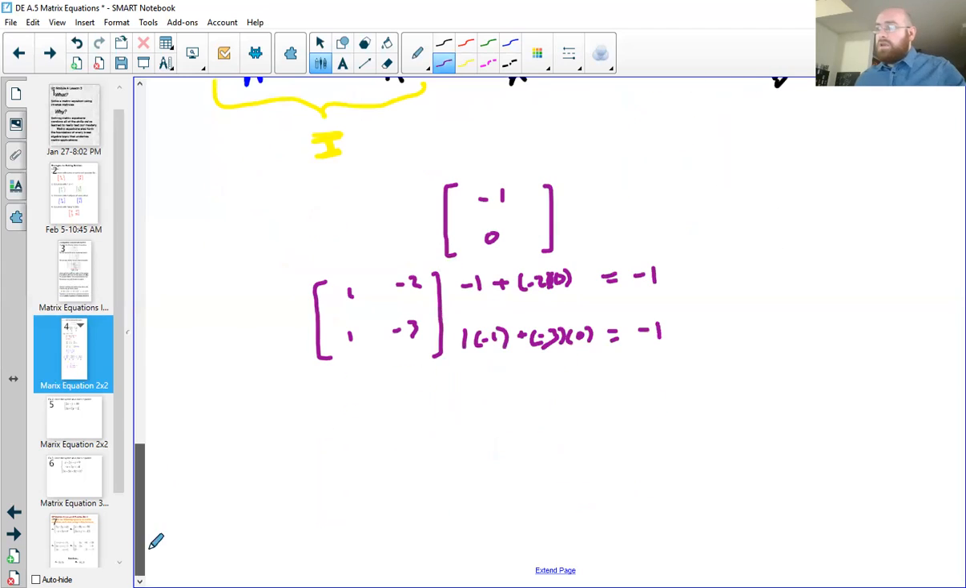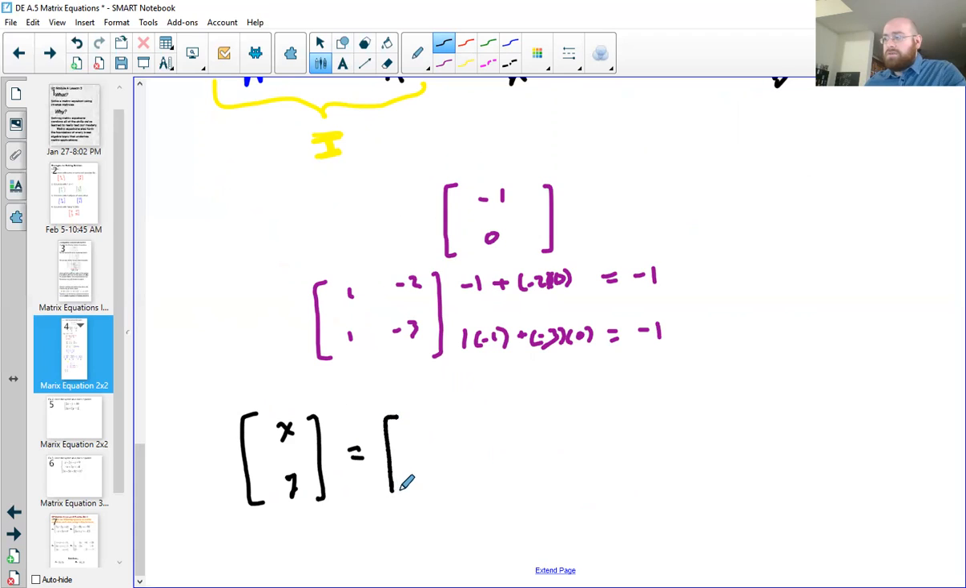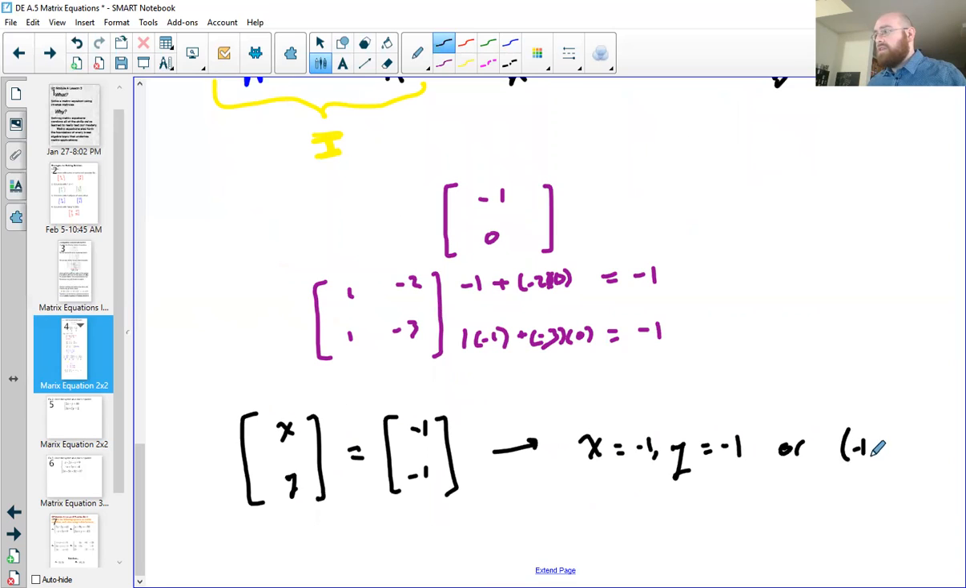And so our solution, x y, is equal to the matrix -1, -1, which we can also say x is equal to -1, y is equal to -1, or we could write it as -1, comma, -1. This would be our solution.